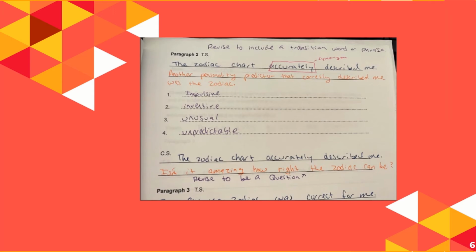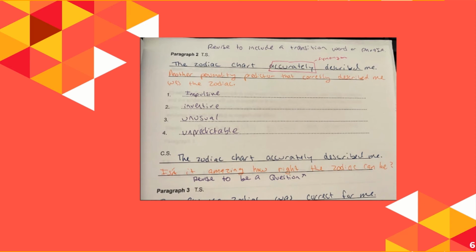So then, paragraph 2, I would model the zodiac chart accurately described me. I don't want to keep using the exact same words everywhere, so I would talk to them about finding synonyms for the word accurate. And so I would model using the thesaurus to choose one. So I ended up choosing correctly as my synonym. And I'm going to also revise this to include a transition word or phrase because we're moving from paragraph 1 to this next example. So I added, another personality predictor that correctly described me was the zodiac. And I used predictor instead of quiz because the zodiac's not a quiz. So I wanted to be really precise there.